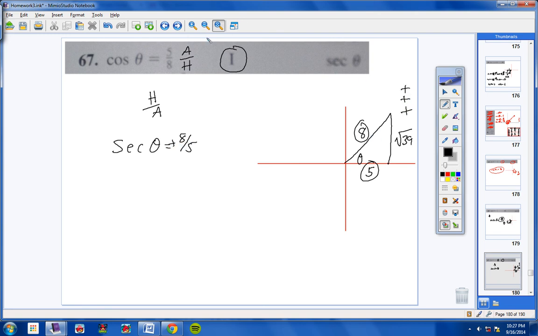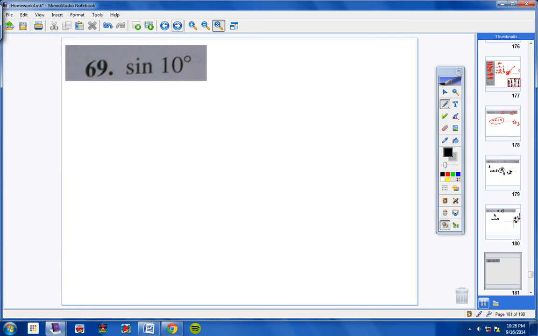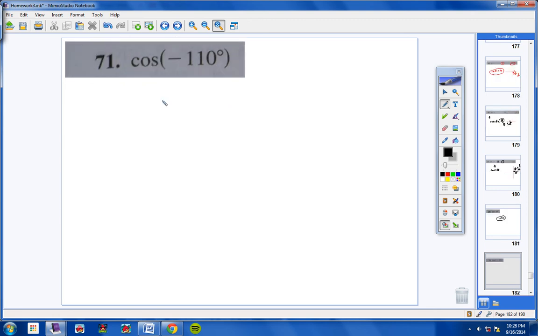Okay. Moving on to number 69, and it says use a calculator to evaluate the trigonometric function to 4 decimal places. So wow, this should be pretty nice. Make sure you're in degrees for this problem, and we'll go very quickly through these. The sine of 10 degrees would be, it says round to 4 decimal places, 0.1736.